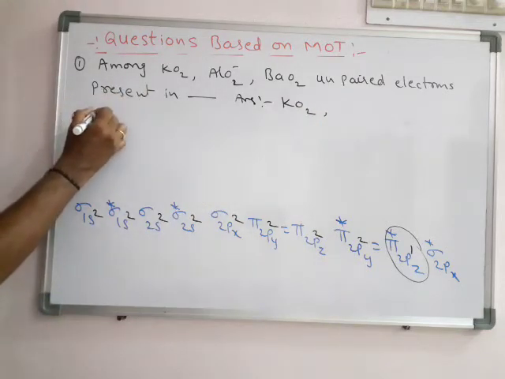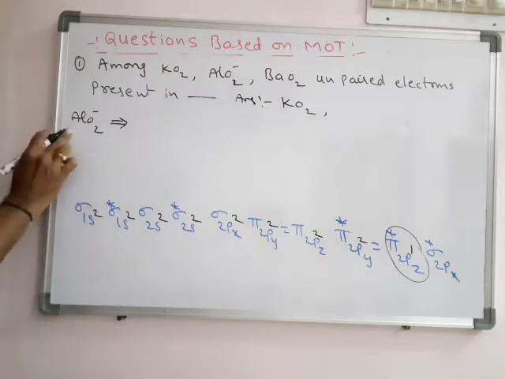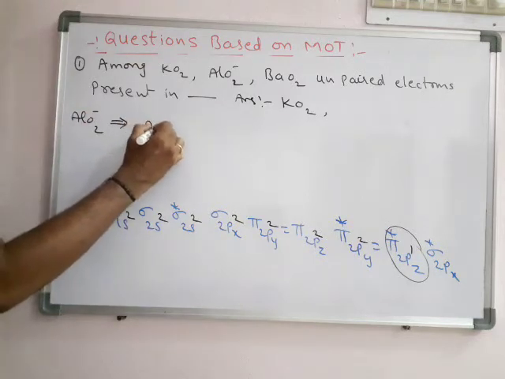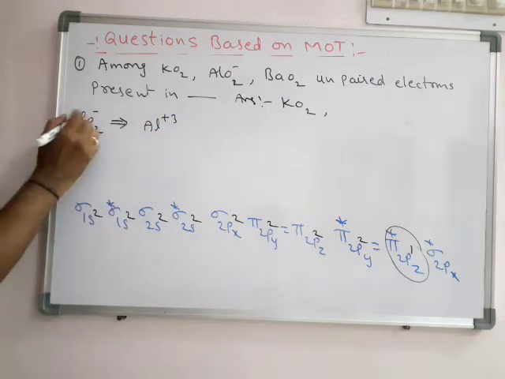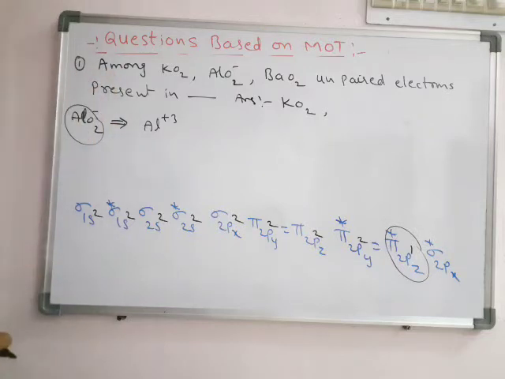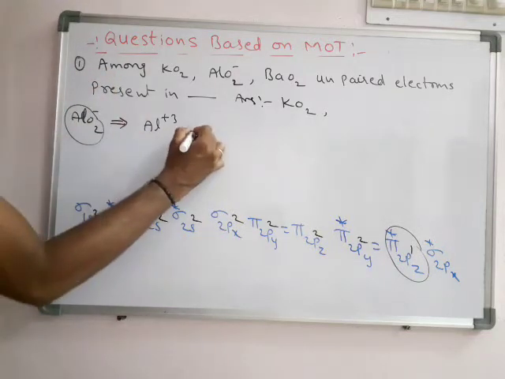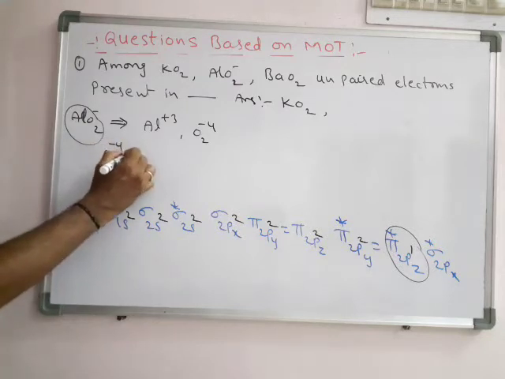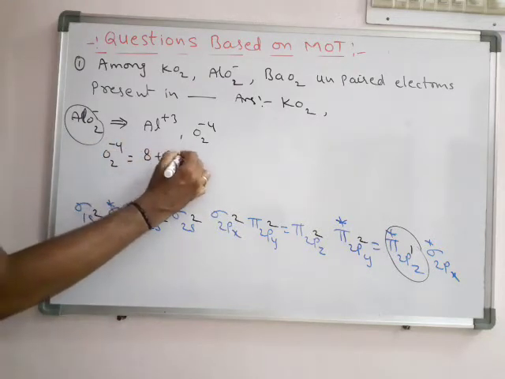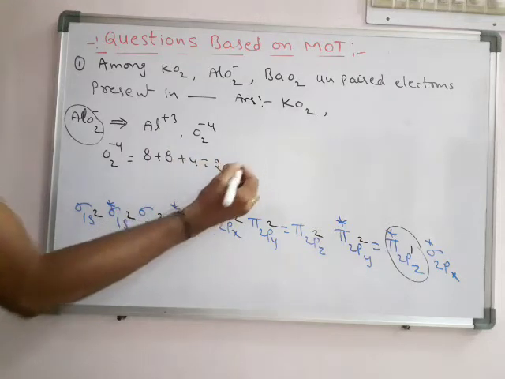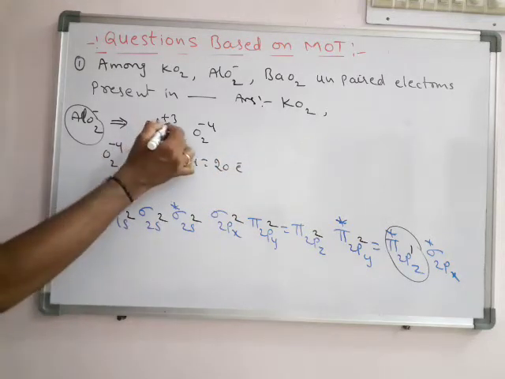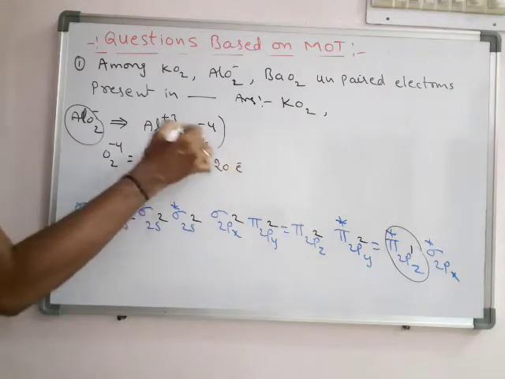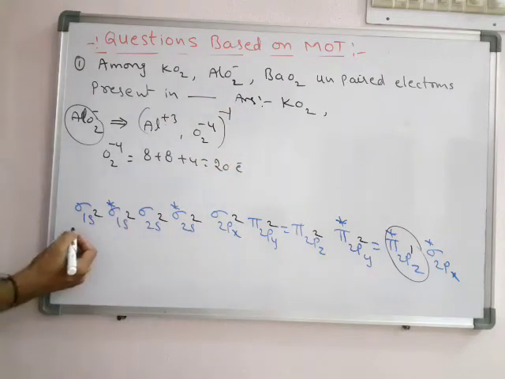So AlO2 minus. Here Al is generally in the plus 3 form, Al plus 3. The minus means the overall AlO2 is negatively charged, so the oxygen will get minus 4. So O2 will get minus 4. How many electrons? 8 plus 8 plus 4, that is 20 electrons. So plus 3 and minus 4, in total we get minus 1 charge.